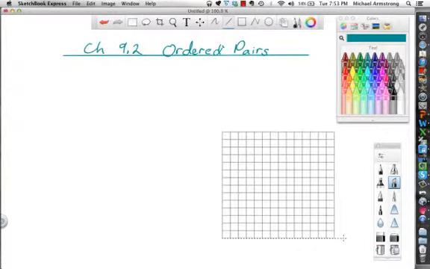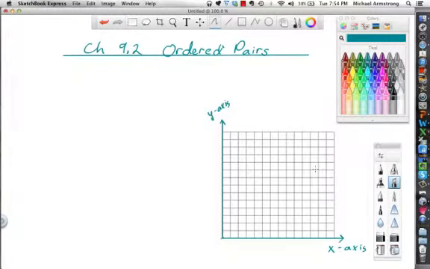and it goes forever in the horizontal direction, and we call that the x-axis, A-X-I-S. Okay, and we have another one that is vertical, and it starts right down here at the corner and goes forever in this direction, and we call that the y-axis.